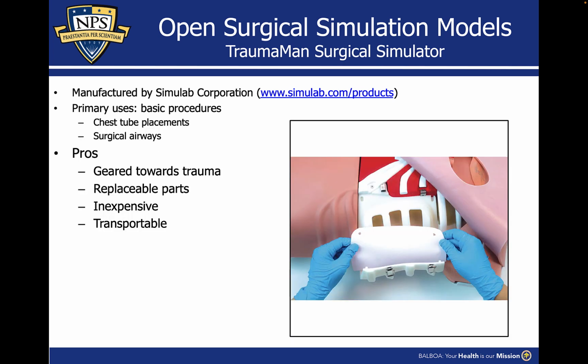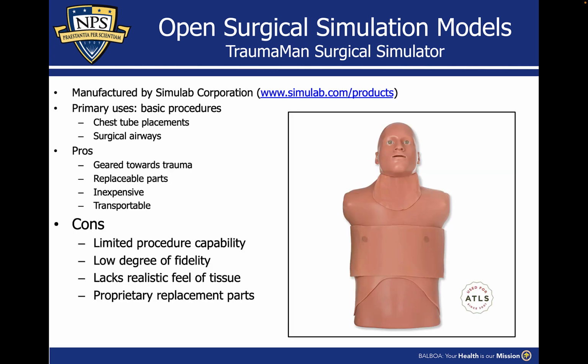Pros for this particular mannequin are that A, it's geared towards trauma, it has replaceable parts, it's relatively inexpensive, and that it is transportable. You're able to move it from one place to the other to provide training in different environments. Cons are that it has limited procedure capability for a surgical simulation model. There's a low degree of fidelity, and it lacks a realistic feel of tissues. Additionally, like most models, there are proprietary replacement parts.